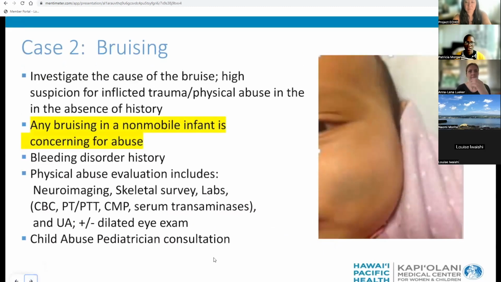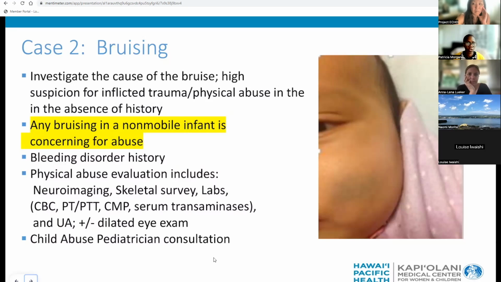With bruising, the correct answer for this case is investigate the cause of the bruise, which is highly suspicious for inflicted trauma or physical abuse in the absence of any history. So the mom, again, only reported that maybe the 9-year-old brother did something, but without a clear explanation, this would be very concerning for abuse. And since this is a non-mobile infant, that is even more suspicious.